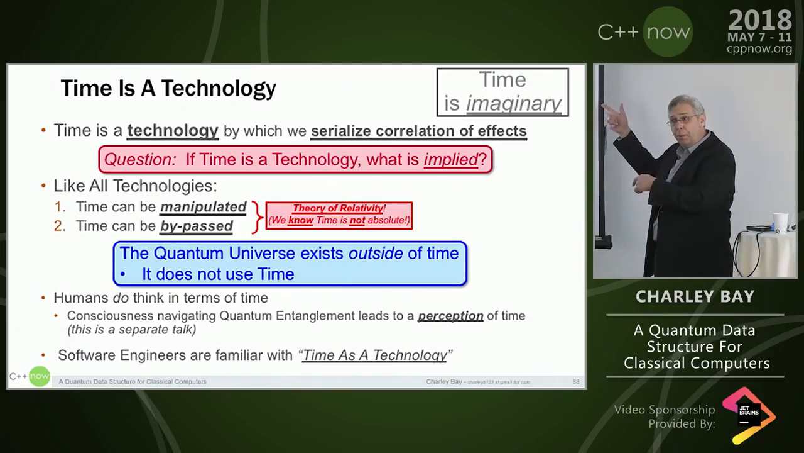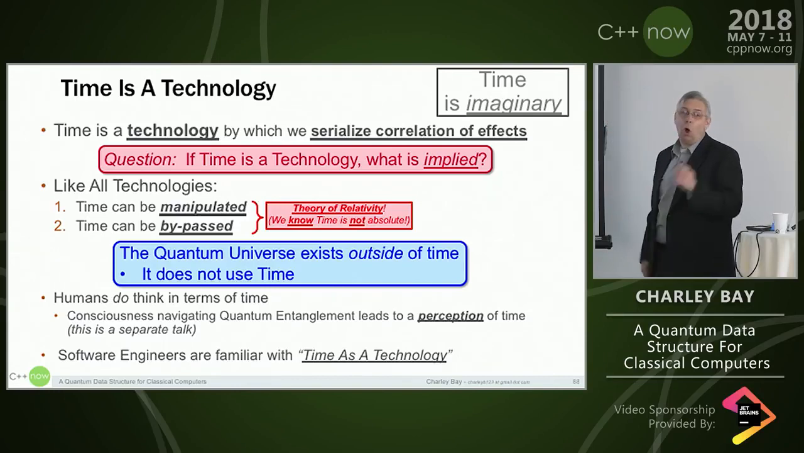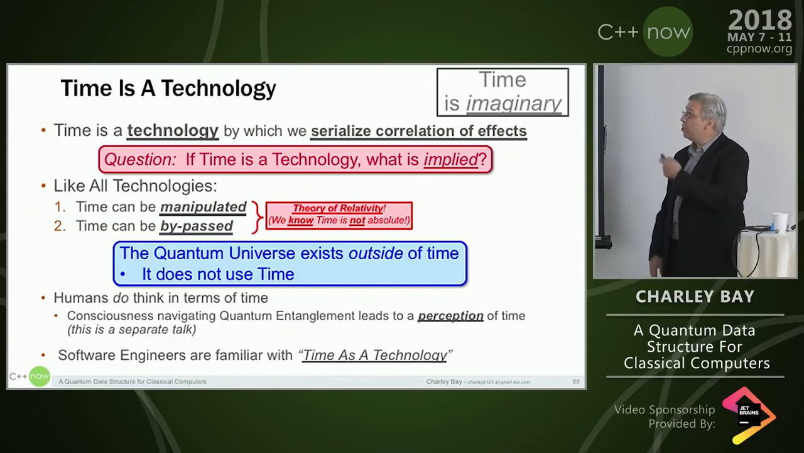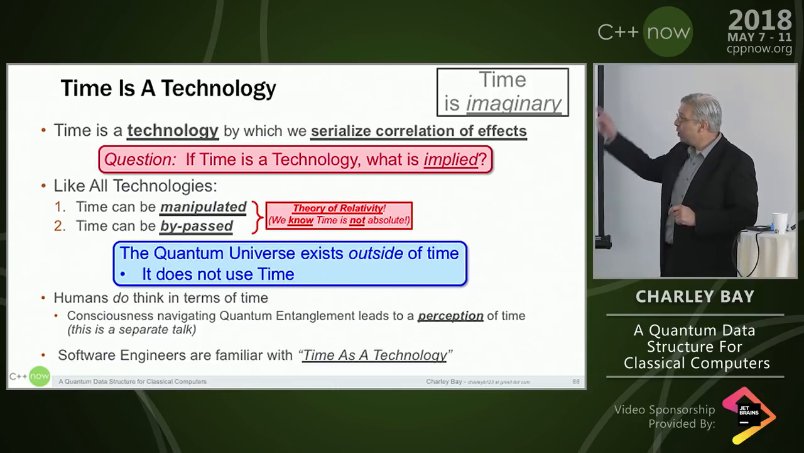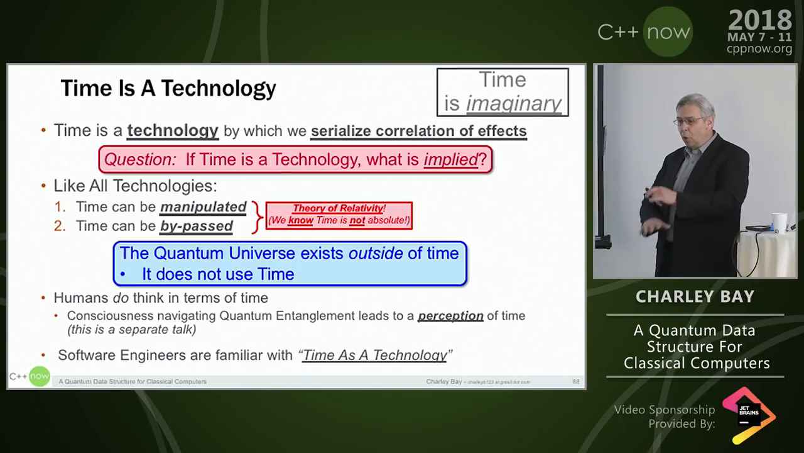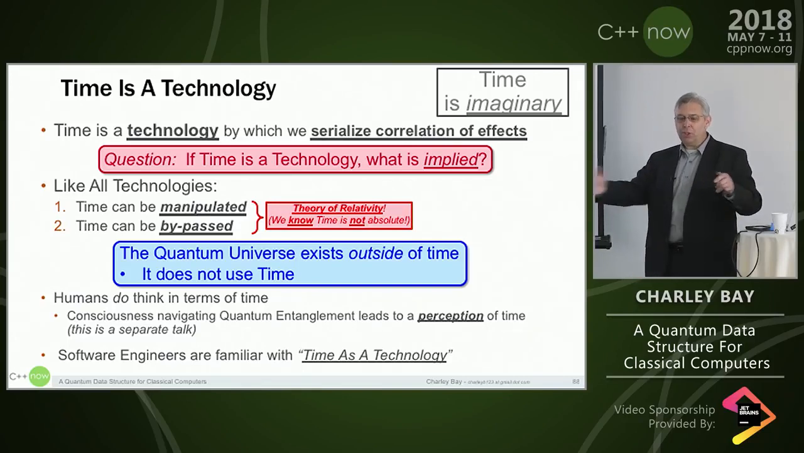We're going to use it as a tool because it's technology, but all technologies can be manipulated and bypassed, and we can do that with time. And we software people are actually very familiar with this already. We do this all the time, especially on multi-core. The quantum universe doesn't actually care about time, doesn't use time, time's not relevant for it. So with all these quantum effects, we start seeing effect precede cause all the time.